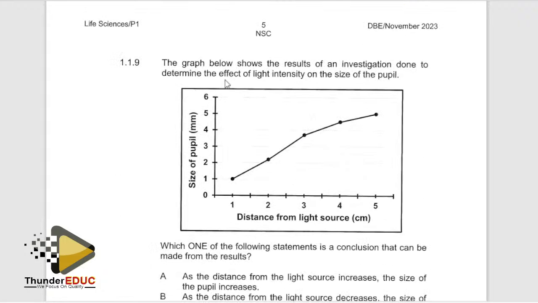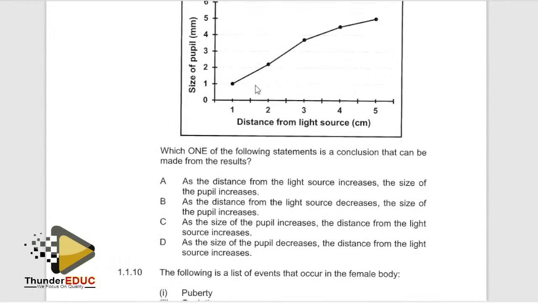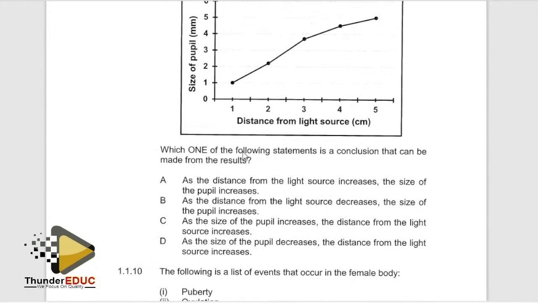1.1.9. Let's look at 1.1.9. The graph below shows the results of the investigation done to determine the effect of light intensity on the size of the pupil. Look, the light intensity on the size of the pupil. Meaning that if you're talking about the distance, the farther you are, the less light will enter the eye. Which one of the following statements is a conclusion that can be made from this result?